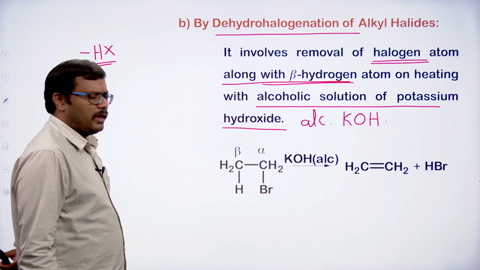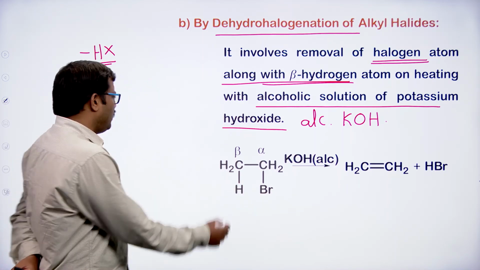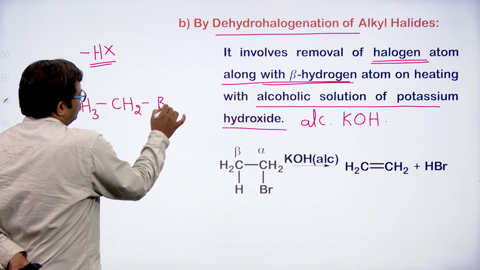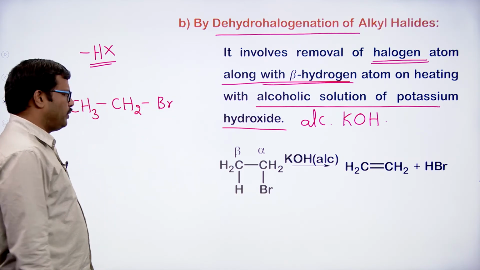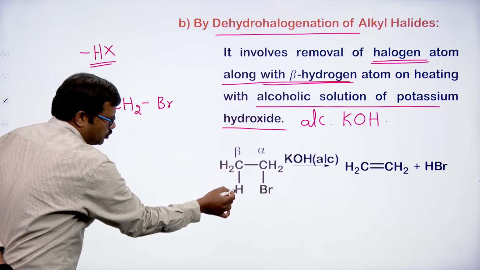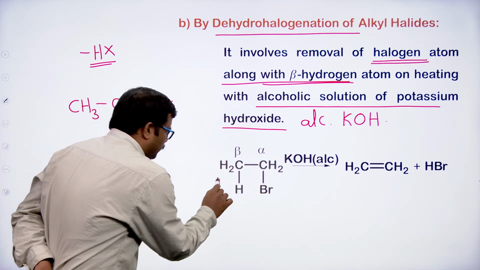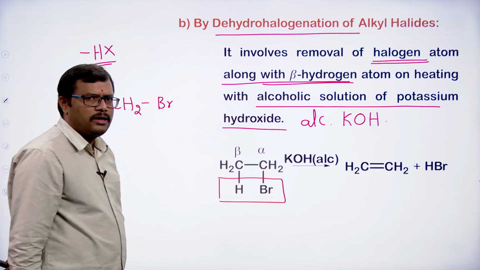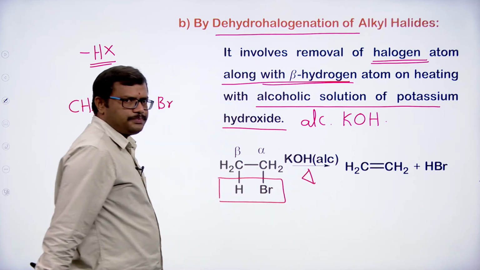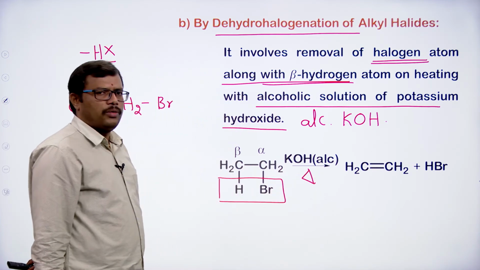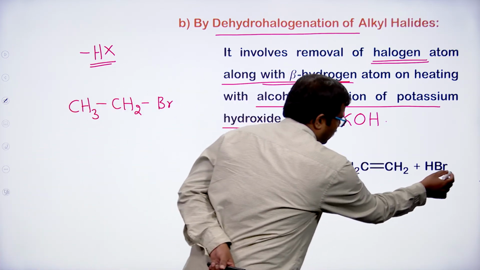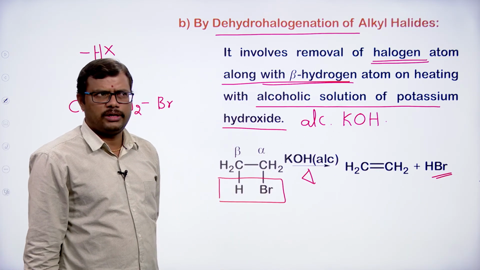For example, ethyl bromide, generally we write it as CH3CH2Br. Now CH2Br I am keeping as it is, but CH3 I am writing in the form of CH2 and H. So this H and Br is going to be lost from the molecule when it is heated in the presence of alcoholic potassium hydroxide. We get alkene, along with 1 mole of HBr.